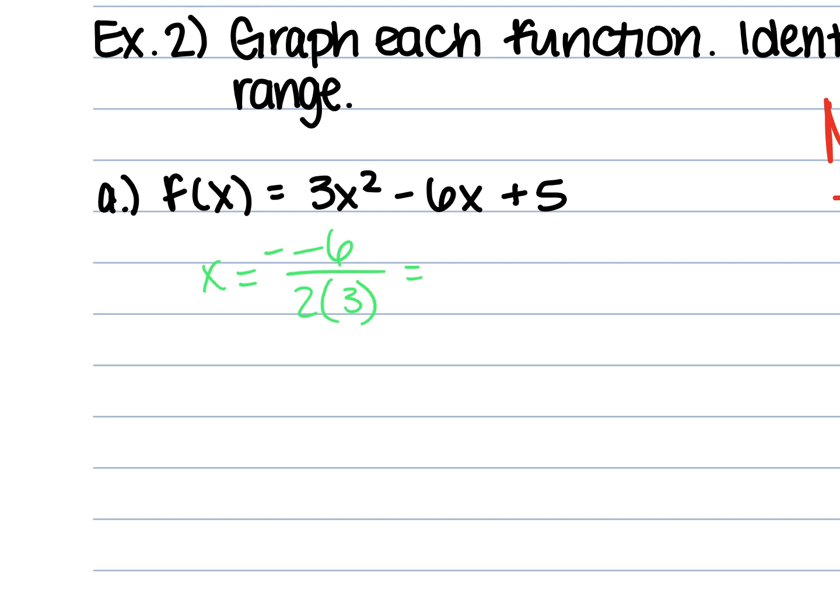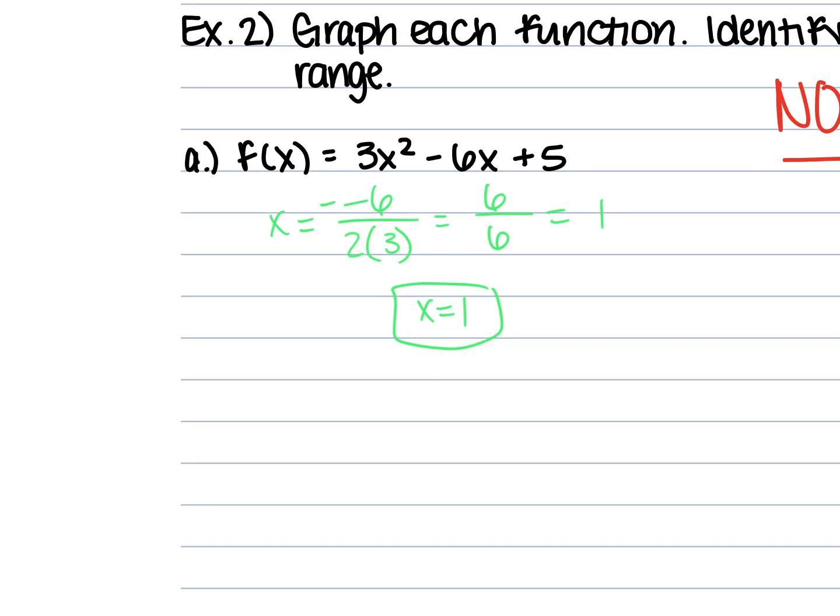Wait. Doesn't it make it positive? It does make it positive. So it's positive 6 over 6. What is 6 divided by 6? 1. So what's my axis of symmetry, Matthew? 1. Very good. All right, so Matthew found the axis of symmetry. I need someone else to take over to find the vertex.